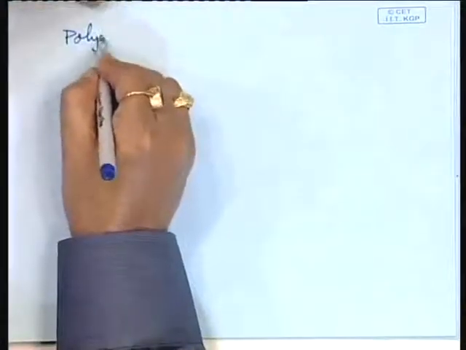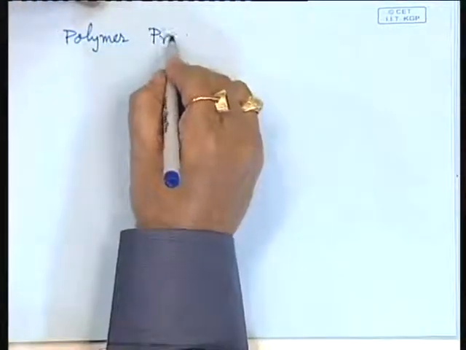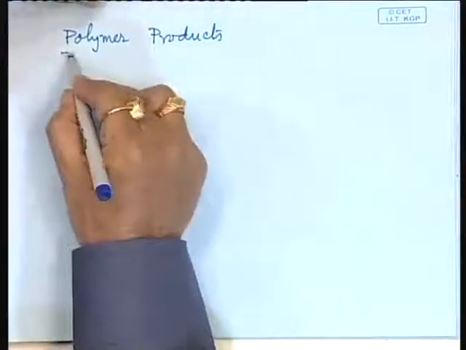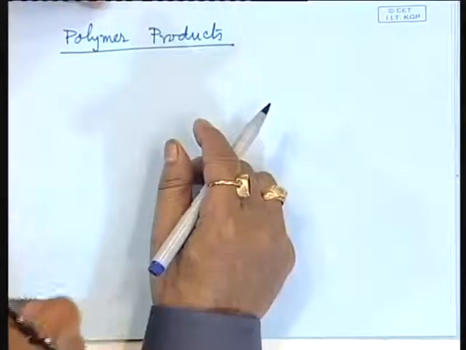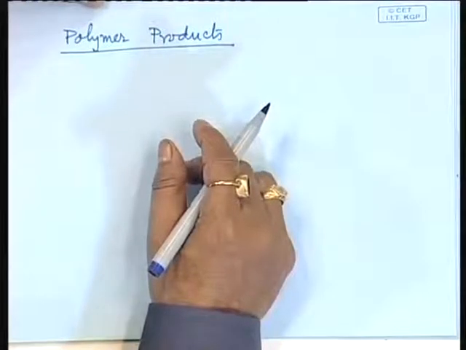So, good morning. Today we are going to discuss plastic or polymer products. As I mentioned earlier, none of the products made of polymer contain only pure polymer. It contains various functional ingredients incorporated within the polymer. So, it is a mixture or blend of polymer and additives.